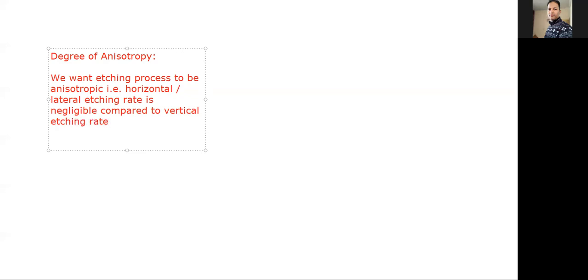horizontal etching rate, or lateral etching rate, let's write it, rate is negligible compared to vertical etching rate. Okay. Why do we want the horizontal rate to be negligible? So that there is no undercutting beneath the photoresist.